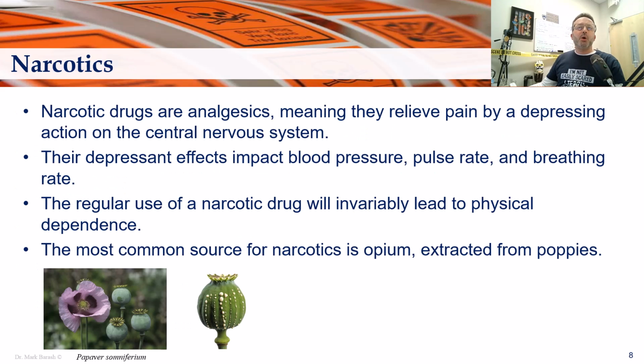So let's first talk about narcotics. A narcotic is a substance that numbs the senses, placing the user in a stupor that eventually results in sleep. Most narcotics have a depressant effect on blood pressure, pulse rate, and breathing rate. And the source of most narcotics is opium.